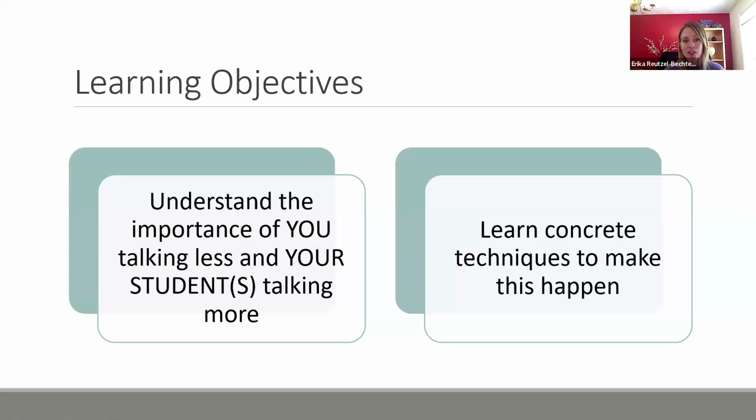Take in what you can, and know that there are really just two key takeaways that I hope you all will leave here with today. And here they are. Number one, understand the importance of you talking less and your students talking more. I can't emphasize it enough. When we look in classrooms, we want to see students talking, not the teacher lecturing, okay? It's extremely important. Darren's going to help you understand why. And then the next part of it is, okay, how? In order to get you to talk less and them to talk more, how do you do it? She's going to give you concrete techniques to make this happen.